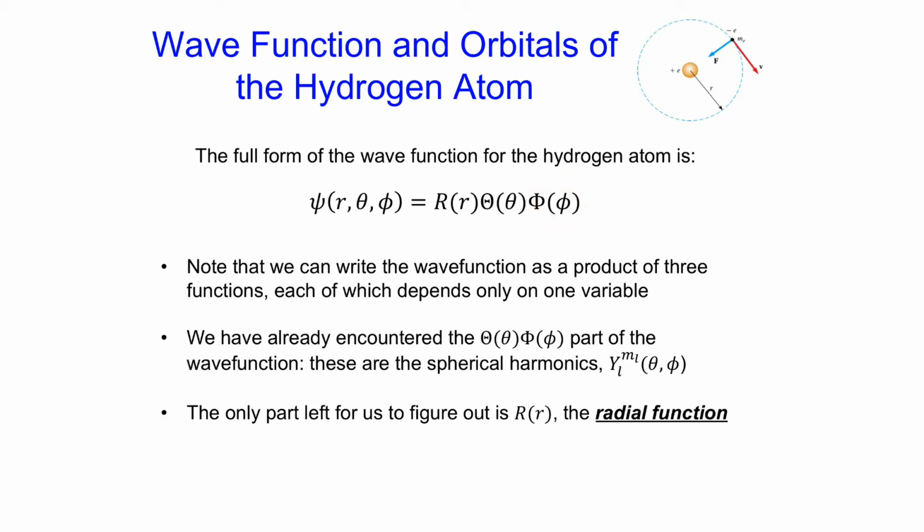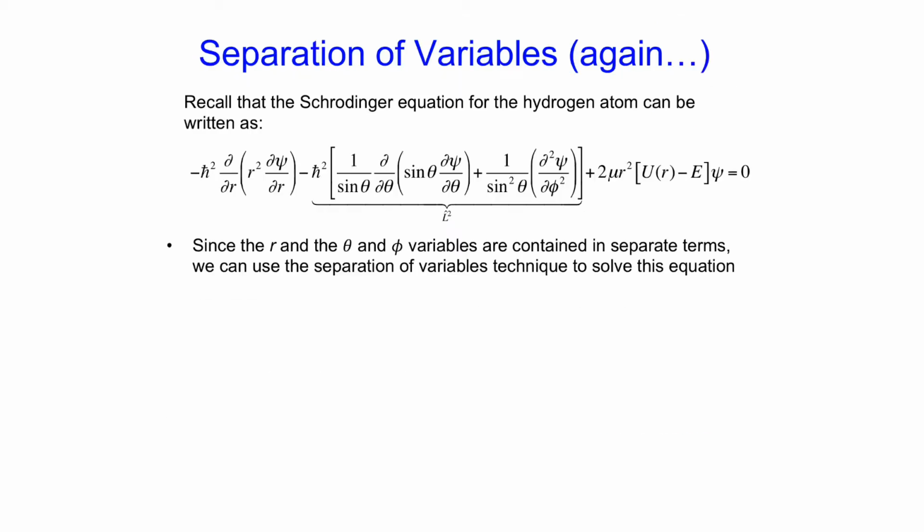And we've already encountered the theta and phi components of our wave function, so those are actually just our spherical harmonics. Okay, so this part we've already solved in our rigid rotor model. So that just leaves us with one part of our function to figure out, which is the R of r component, and that is what we call our radial function.